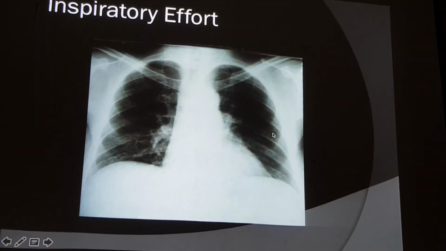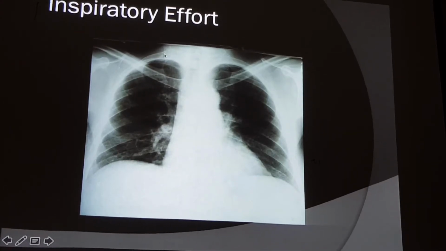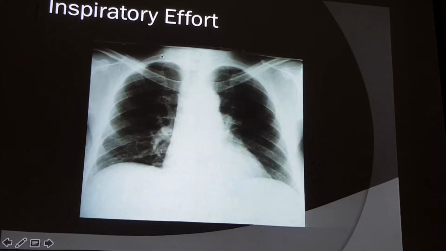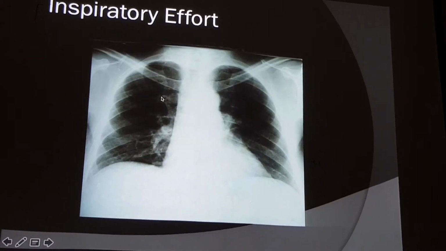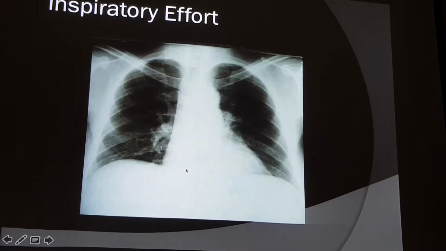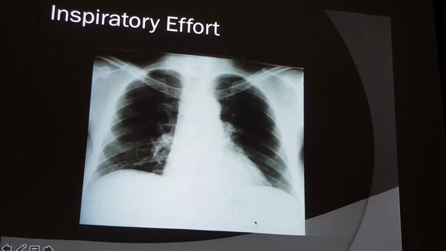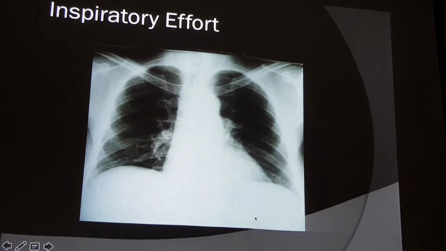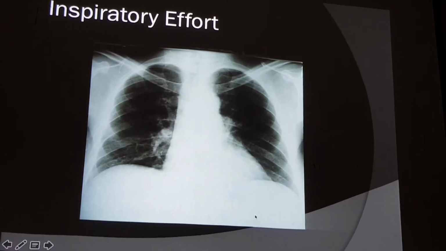Inspiratory effort. For inspiratory effort, what we do is we count the posterior ribs. Ideally, you should be able to see 9. 1, 2, 3, 4, 5, 6, 7, 8. If you only see 8 before the diaphragm, that means the X-ray was taken with poor inspiratory effort. The problem with that is you can have magnification. Again, you can have magnification of the heart. You will think that the patient has cardiomegaly, but in reality, it's just poor inspiratory effort.